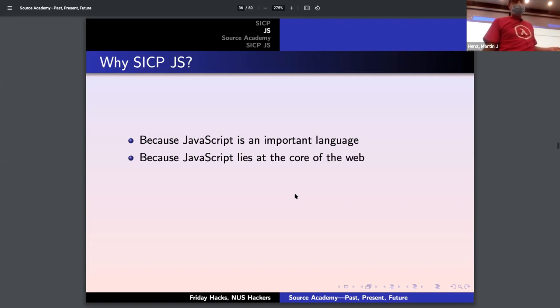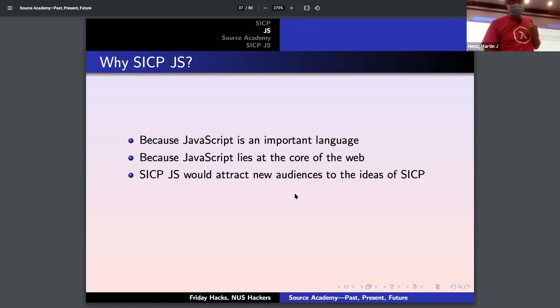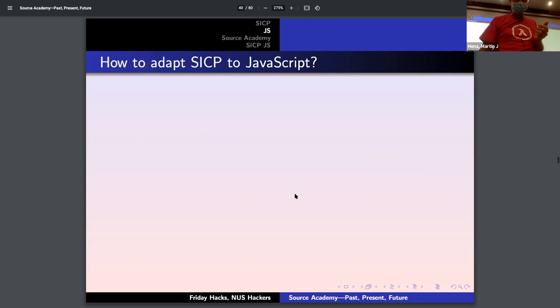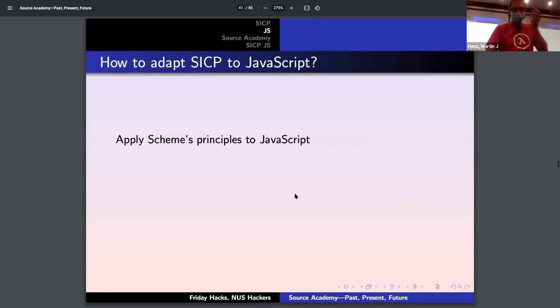Well, JavaScript is an important language. It is the core of the web, so we need to take it seriously. The idea was also to attract new audiences to this way of thinking about programs. So we shouldn't be stuck with just people who are adventurous enough to use Scheme. We want to reach out with this material. The material itself is generic and doesn't need to be tied to a programming language. And because JavaScript was inspired by Scheme and shares enough features with Scheme, this effort was possible. Then the question was how to adapt this textbook to JavaScript.